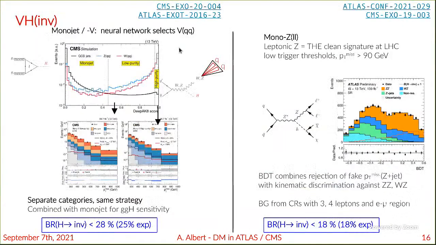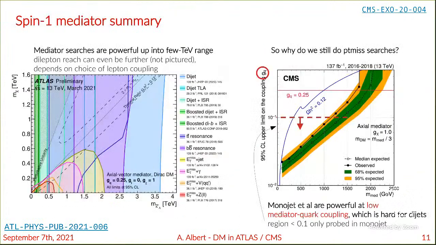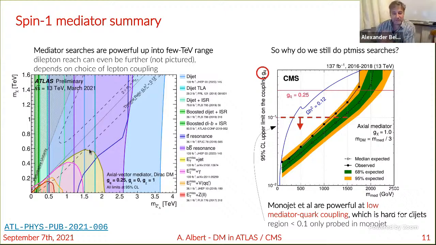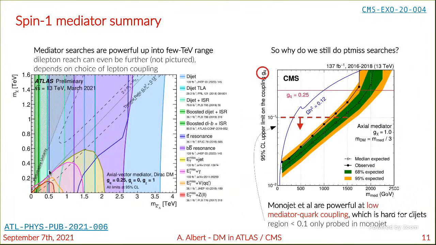Yes, if I understood you correctly, the answer is yes. Let me scroll. I think it's here. So you're saying you want a dark matter mediator that is lighter than two times the dark matter. Yes, exactly. Like, so simple case, Z boson as a mediator, right? Okay, well. Yeah, exactly. So I think that would be basically everything above this diagonal. There's this dotted line here, and everything above this line is what you're talking about. And this is probed by these direct searches for mediator decay to dijets or dileptons.